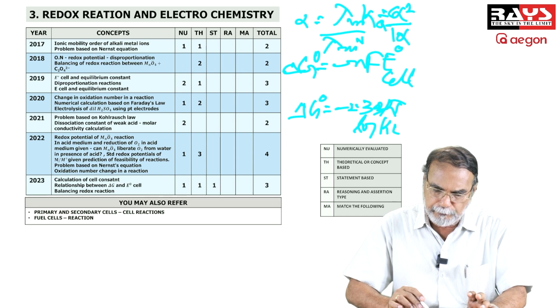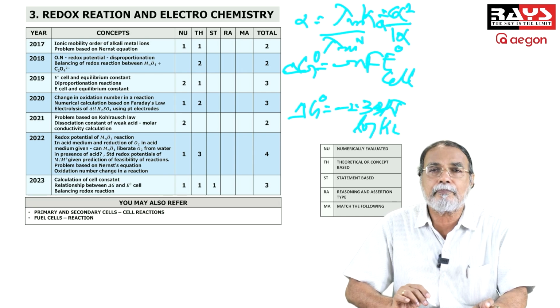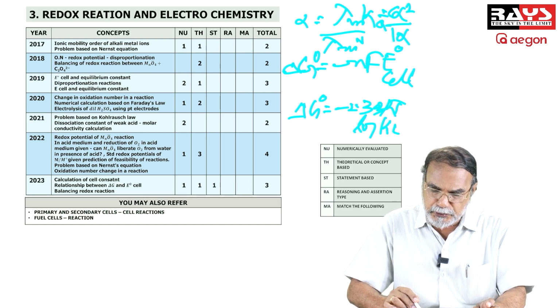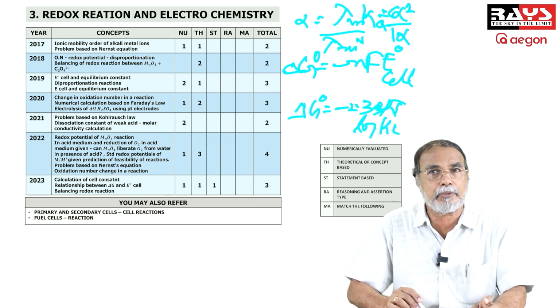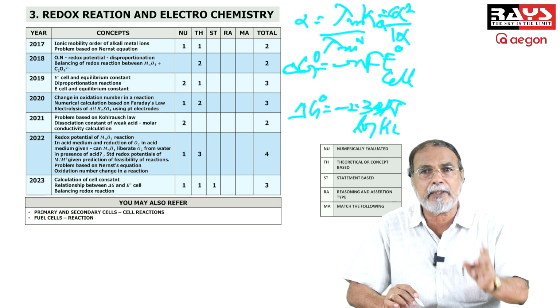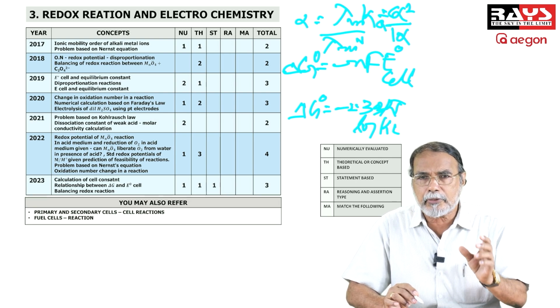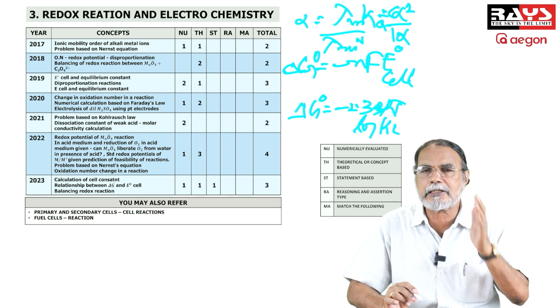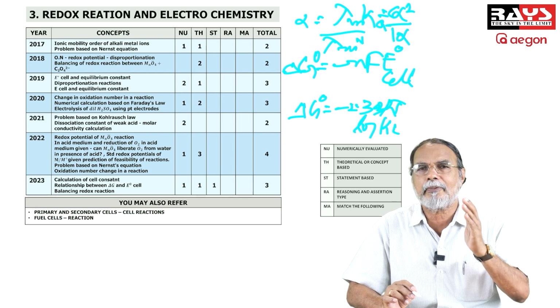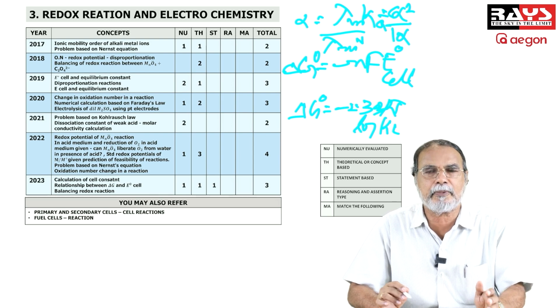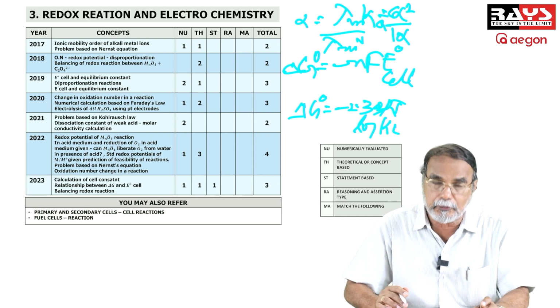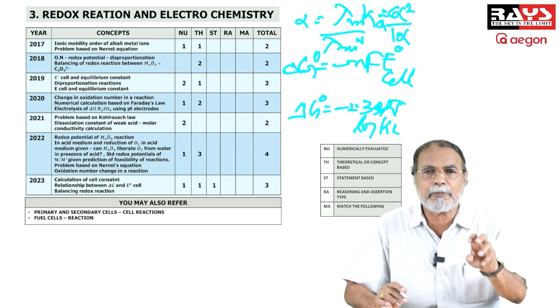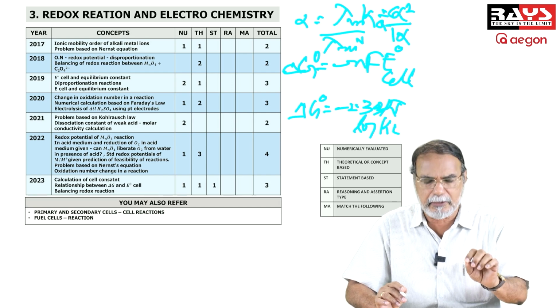In 2022, redox potential of permanganate reaction in acid medium and the reduction of oxygen in acid medium. And the question was, can permanganate liberate O2 from water in presence of acid? That was a good question, a question where you have to think a little bit. Such questions where you will have to apply reasoning, you have to think a bit, may also be asked apart from the routine standard questions familiar to you. So you have to apply the principles to correctly solve the question and get the answer.